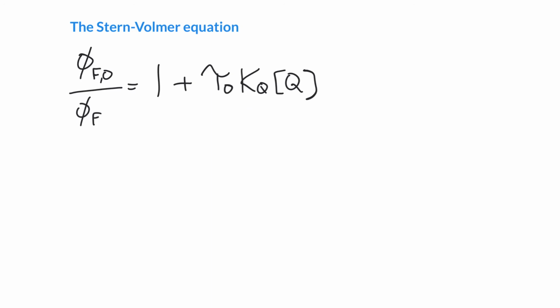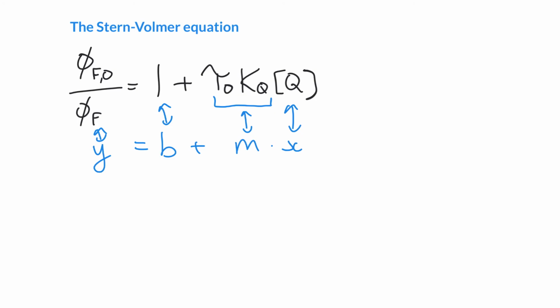And we can see lovingly enough, right, this has the form of a y equals mx plus b equation. So if we plot the ratio of quantum yields on the y-axis and we plot the concentration of the quencher on the x-axis, then we can see that this would be a y equals mx plus b. So tau 0 times that quenching rate constant would be the slope, and our intercept would be exactly 1. So we can make these Stern-Volmer plots here.